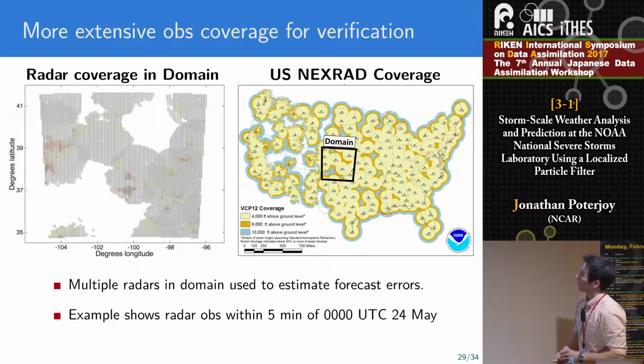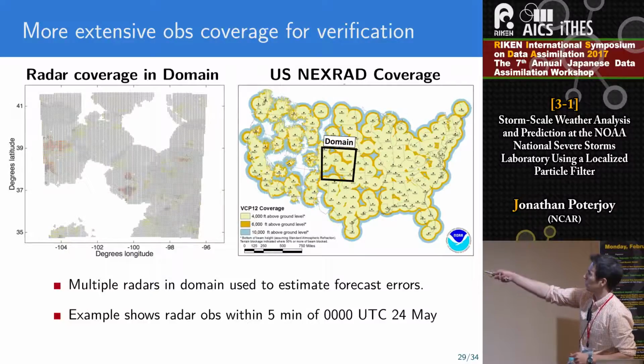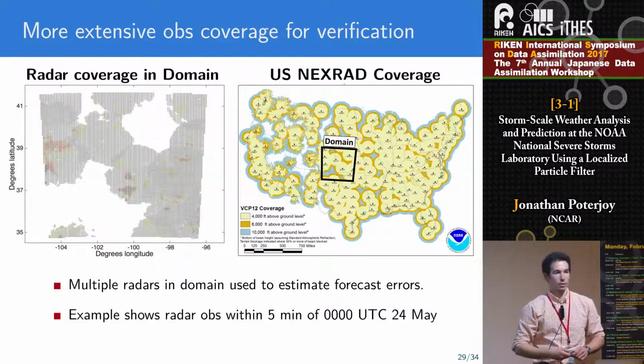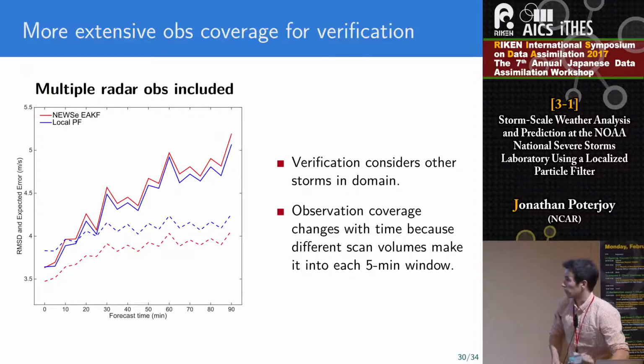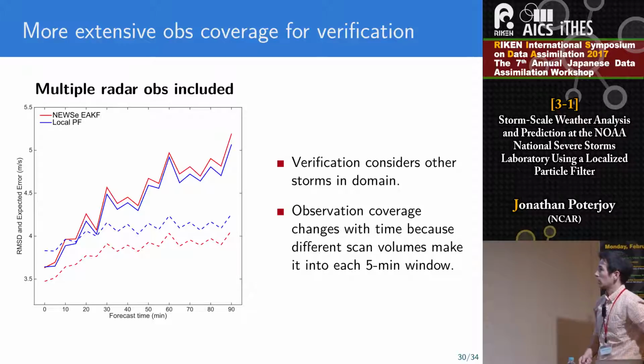So what we did was take all the other radars in this domain. Here are all the radars across the United States, and here's our domain. We took all these radars and used them to verify whether we're doing something correctly in this situation. If you look at the results, they're not as neat as before with the single radar example, because we have different scan volumes observing different parts of the storm at different times.